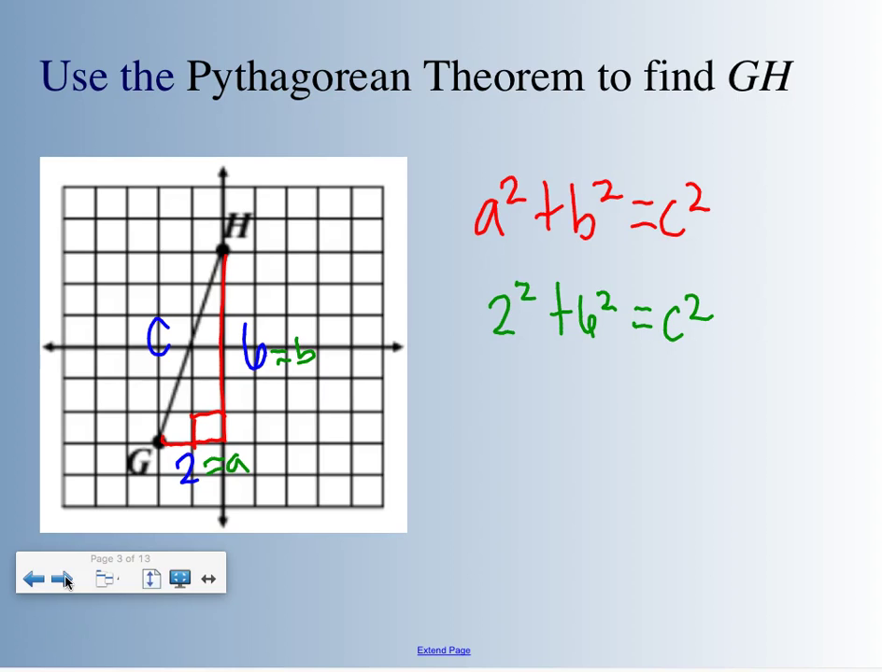What's 2 squared? 4. 6 squared? 36. Add them together, we get 40 equals C squared. How do you undo something squared? Square root. Anyone have a calculator? Approximate that for us. 6.32.